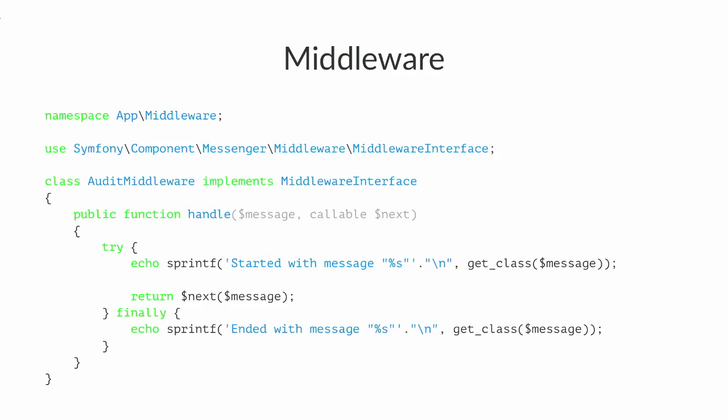The next bit is middlewares. I mentioned at the very beginning that the bus itself is completely stupid. It does merely nothing. The entire behavior and the entire logic come from middlewares. A middleware is a class that implements a middleware interface, and every single middleware is going to be called when you dispatch a message to a bus. It can do stuff before and after the message is actually handled.